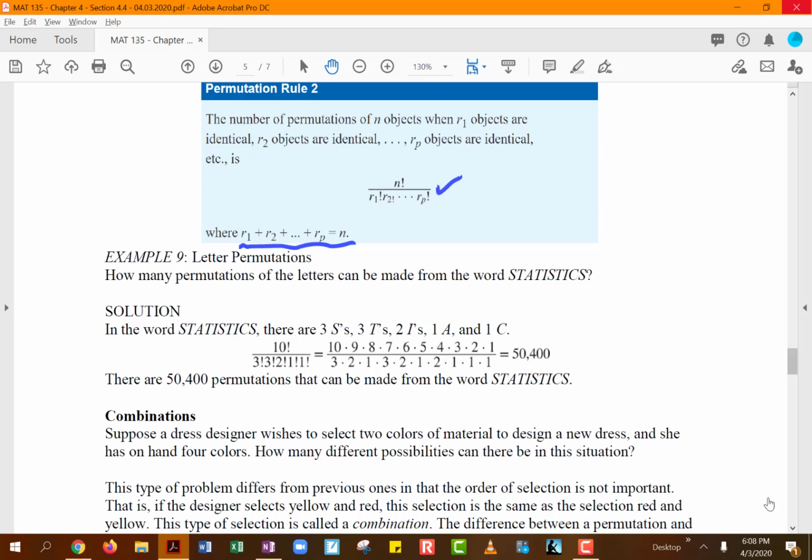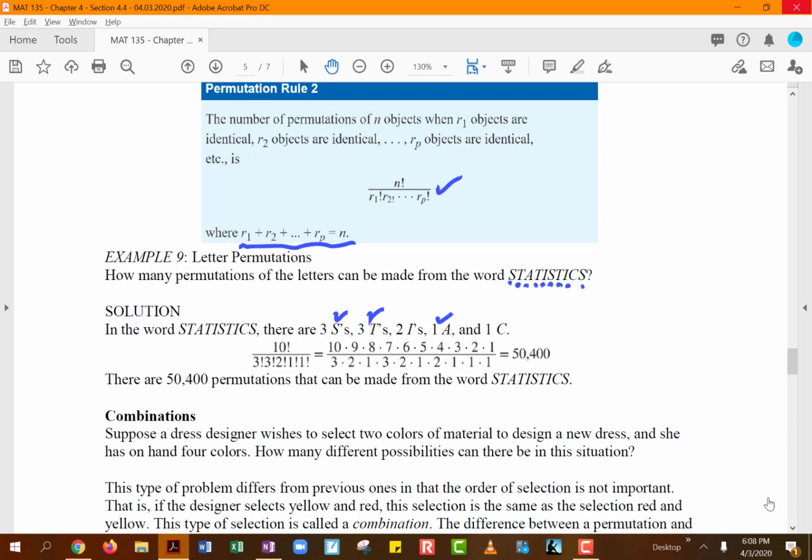So you first have to count how many of each type of letter there are. You can see we have 1, 2, and 3 S's, right? Then there are 1, 2, 3 T's. There is 1 A. There are 1 and 2 I's. And just 1 C that's left behind.